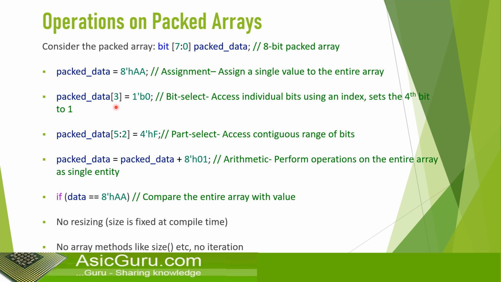Next is the bit select. Bit select allows us to access individual bits using an index. For example, in this case, we are setting the fourth bit to value 0. Remember, indexing starts at 0, so index 3 is the fourth position.